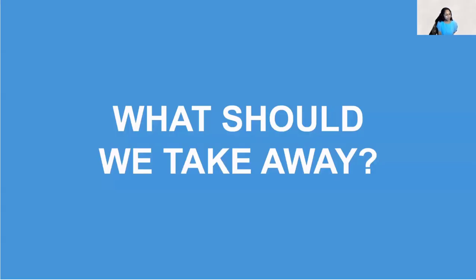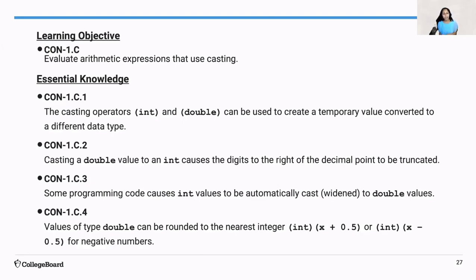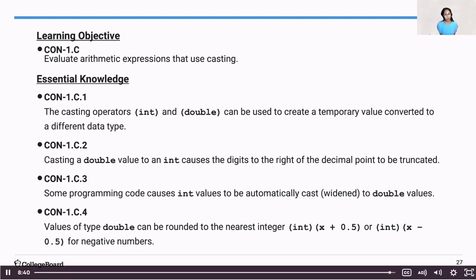So at the end of this, what we should take away is that we have 2 casting operators that we can use here. We can use an int or a double, so that way we can temporarily treat different data types as different types. I can cast a double to an int, so that way I can drop the decimal points or anything after the decimal point. If I use int values in any kind of expression that has a double in it already, those ints will automatically be widened or cast to double values, so I get the double result. And I can use casting operators to perform rounding by adding 0.5 or subtracting 0.5 and then casting that result as an int.